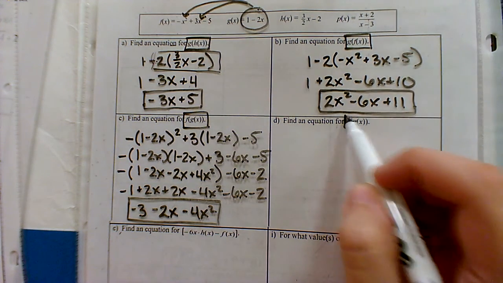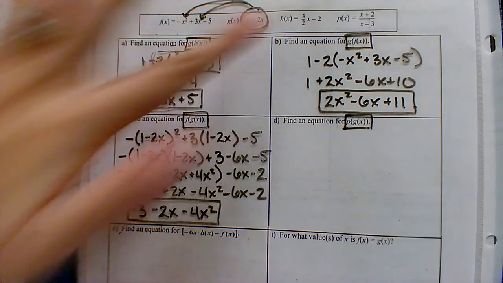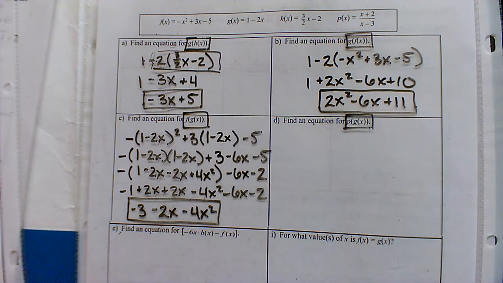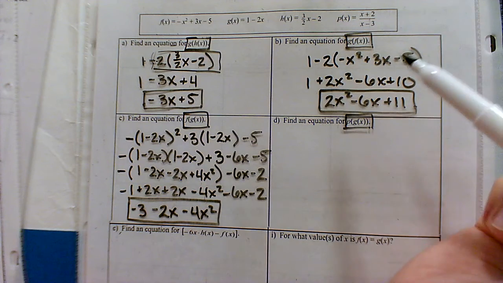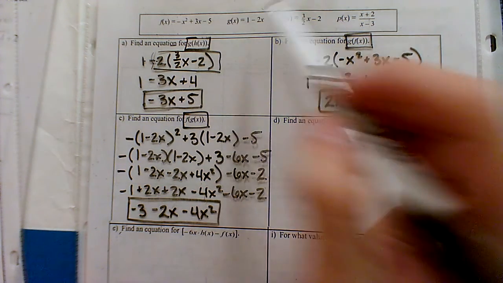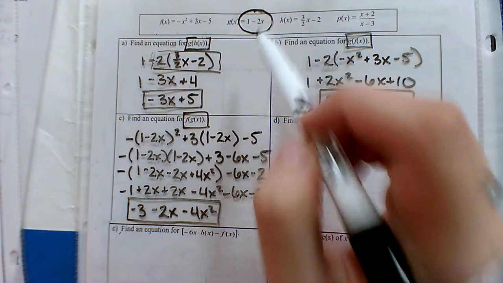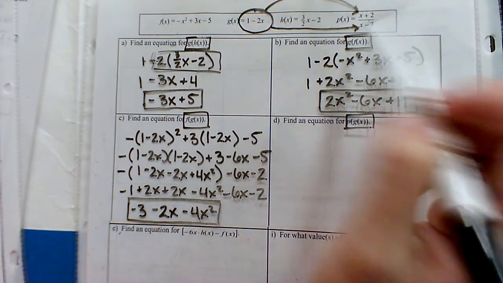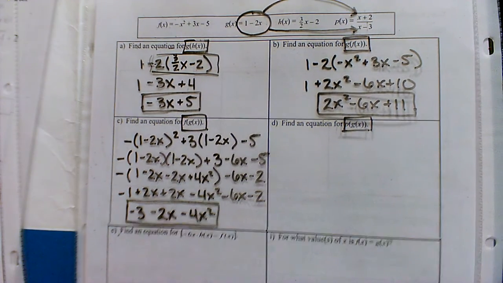All right, let's try another one. What's that notation telling us to do? Part D. In the p of x equation, replace the x's with the g of x equation. There we go. All right, so we're going to take the g of x and plug it in for all of the x's in the p equation. We have 2 of them.